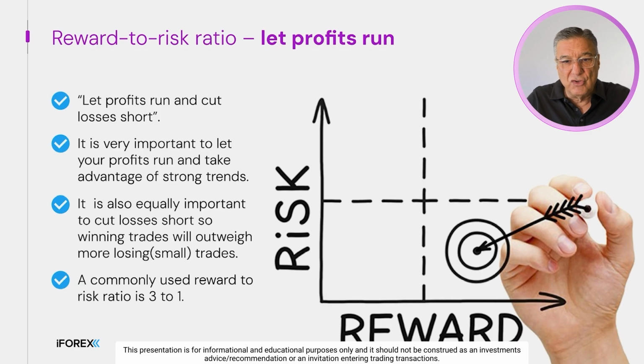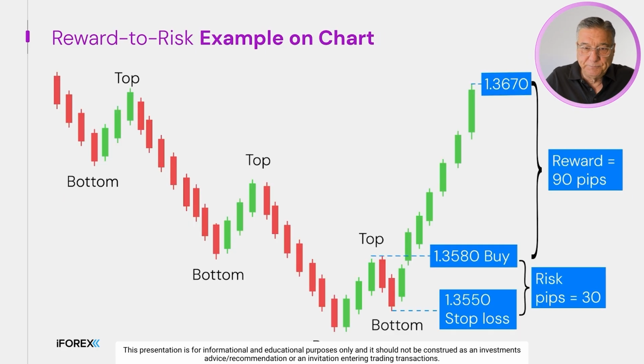A commonly used reward to risk ratio is 3-1. Of course, you can adjust it as per your profile. Let's have an example here. Again, this is a downtrend and a reversal here. So we decide to enter at 1.3580 with a buy trade, and right away we place a stop loss at 1.3550, right? The difference is 30 pips.